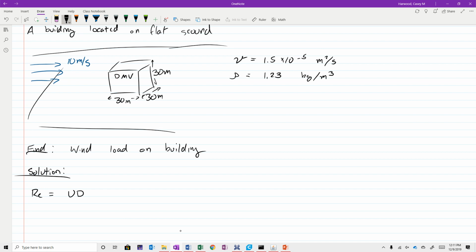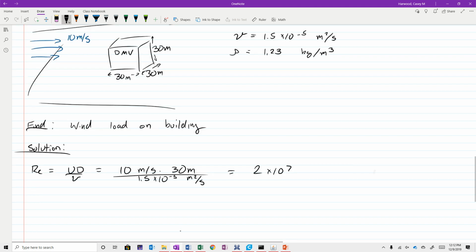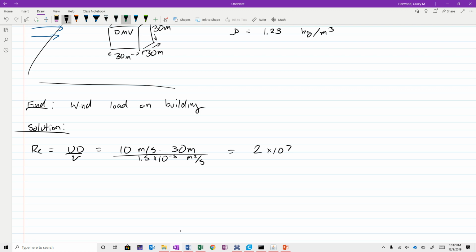So u d over mu, which is 10 meters per second times 30 meters over that 1.5 times 10 to the negative fifth meters squared per second. And this is going to give us a value of 2 times 10 to the seventh. All right, so 20 million. Clearly a lot larger than that criterion, that minimum of 10,000 that was included in the table. So the Reynolds number is large enough that we can say the drag coefficient is equal to 1.05, which is the value in that table.